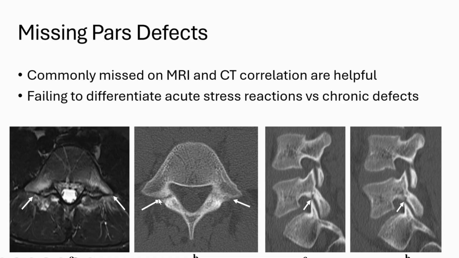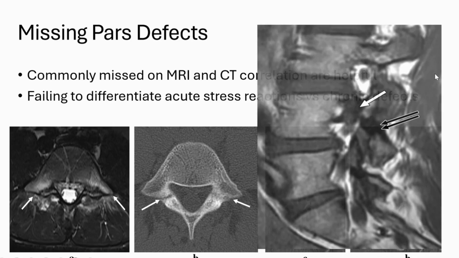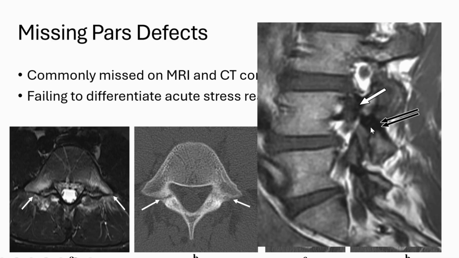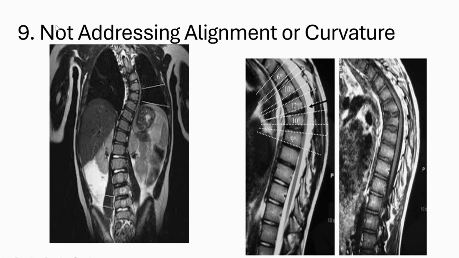As we can see in this, there is a bilateral pars defect in the CT image, and in MRI there is a bone marrow edema, suggesting that it is acute. In this image, we can see that there is a pars defect without edema. So this could be chronic. So this should be specified in the report.